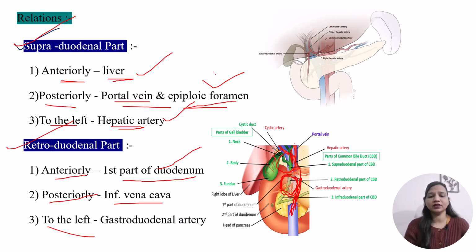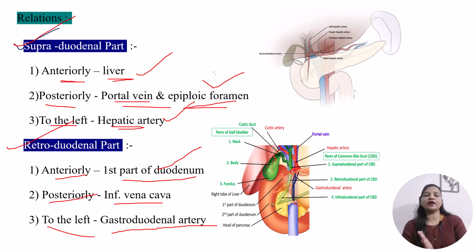And to the left is the presence of the gastroduodenal artery. Okay, that you can appreciate here in the picture. So this is the gastroduodenal artery, which is present just left to the retroduodenal part of the bile duct.